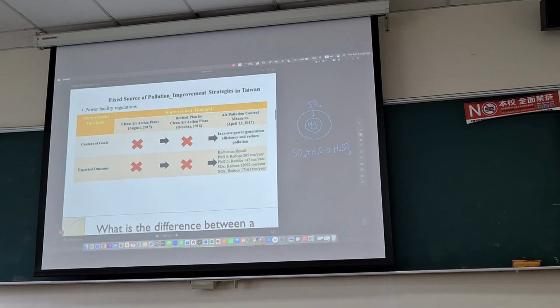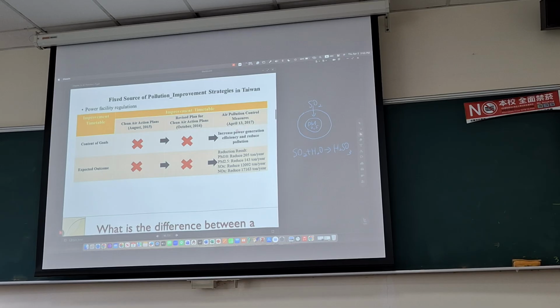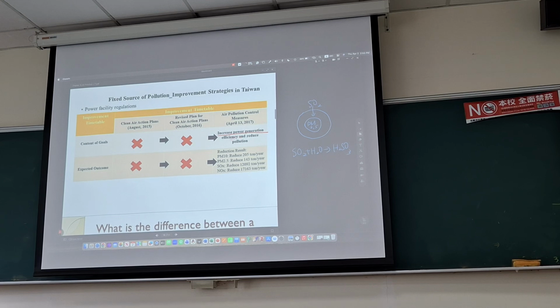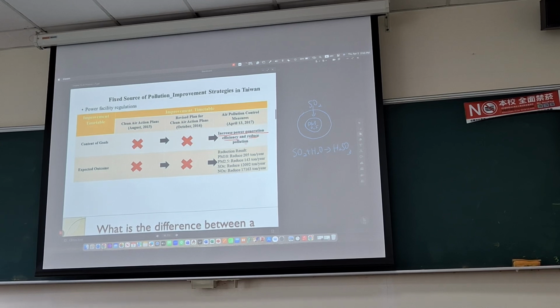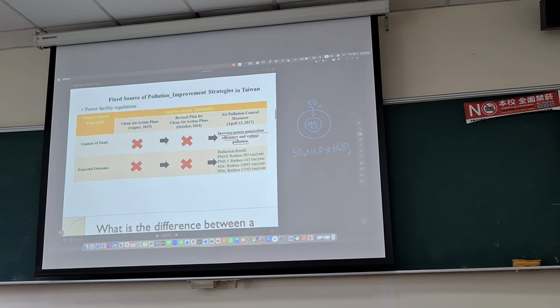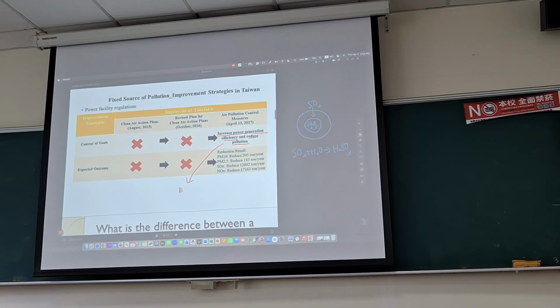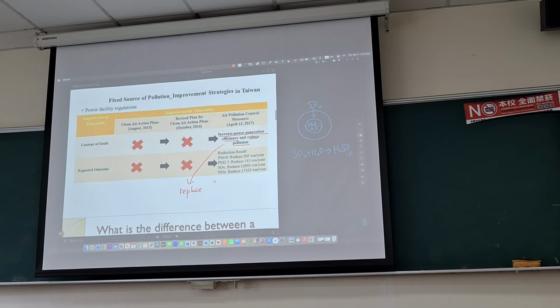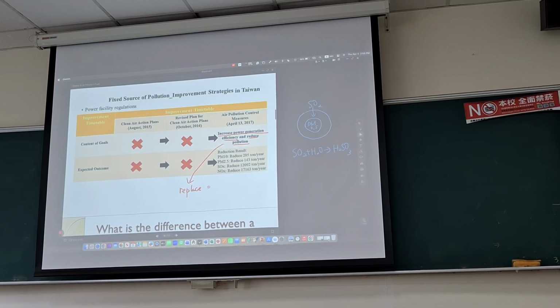And the last one is about power generation. We did not do anything before 2017. So we try to increase the power generation and reduce pollution. What does that mean? The same thing. We try to replace. The government helped citizens replace their old vehicles.